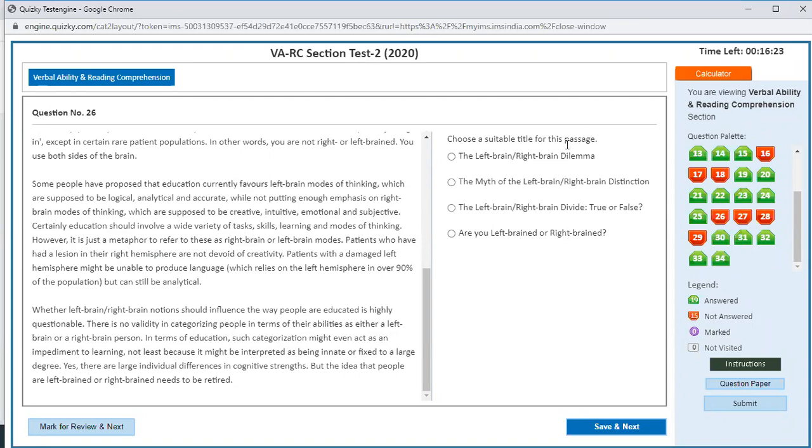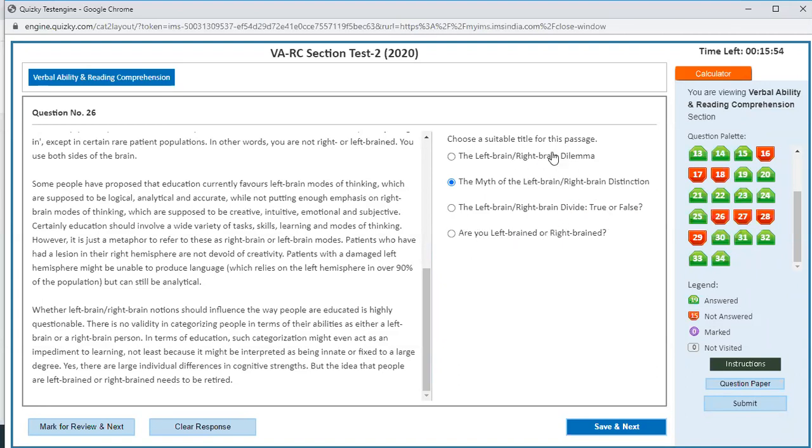Choose a suitable title for this passage: the left brain right brain dilemma. Okay, the myth of the left brain distinction. Okay, this is more suitable. The left and right brain divide, true or false. True or false नहीं है, author is not questioning कि भैया ऐसा false है. Obviously there is a divide. Author ने कहीं पे mention भी करा है, but author is saying कि भैया इसका मतलब ये नहीं है कि तुम बीमार हो या तुम you're devoid of something. Are you left brain or right brain? No. There's no way I'm telling you if you're left brain or right brain.